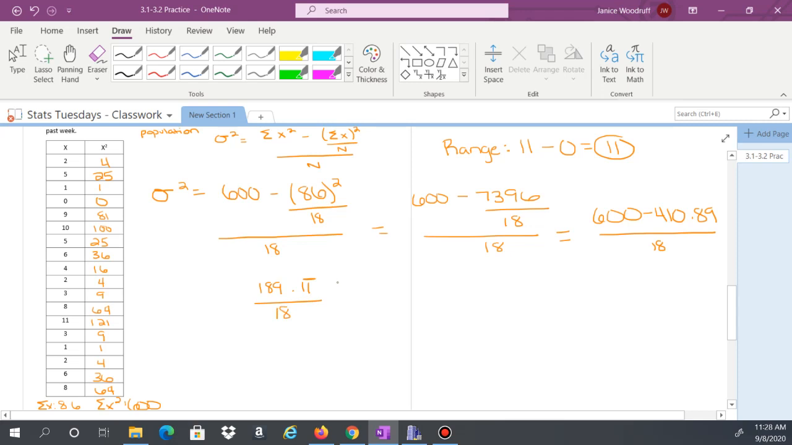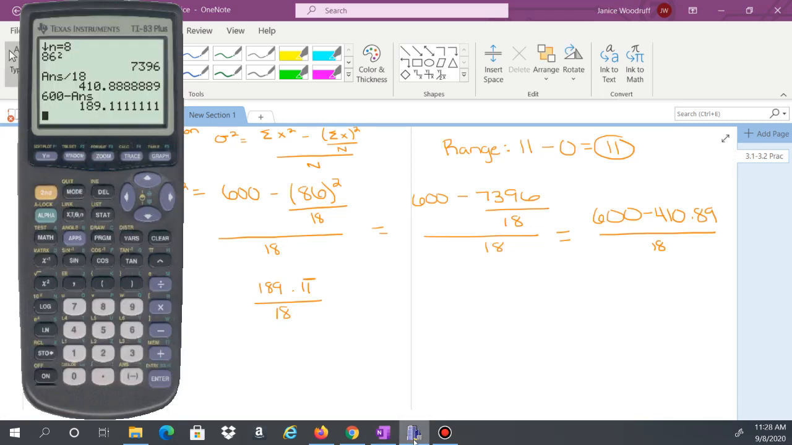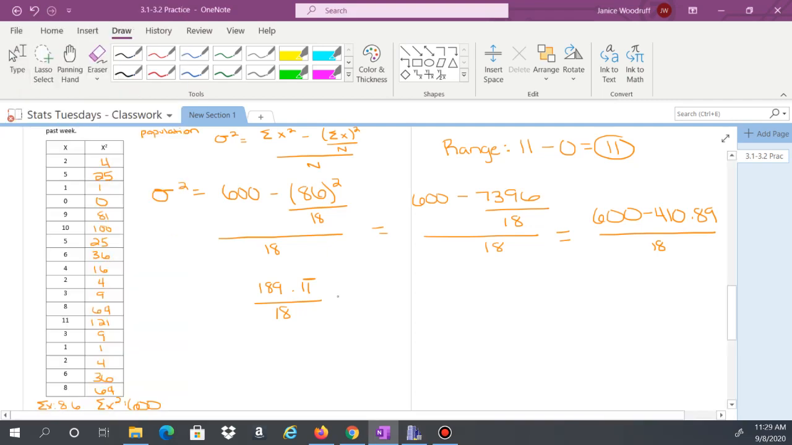Over 18, and then in my calculator I will divide by 18, and that will give me 10. And now I'll round. Typically, unless it's money, we'll do 3 decimal places, and if it's money, we'll do 2. So we'll do 3 decimal places here, so 0.506. So that's my variance.